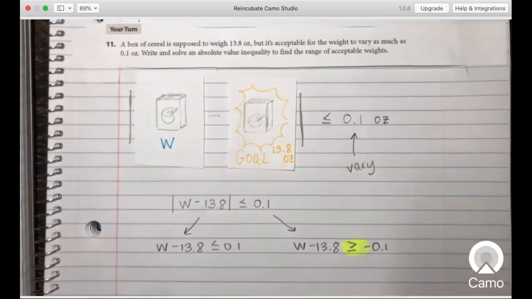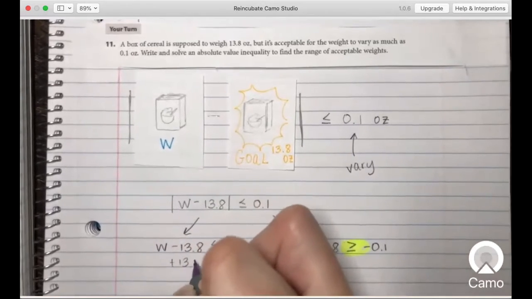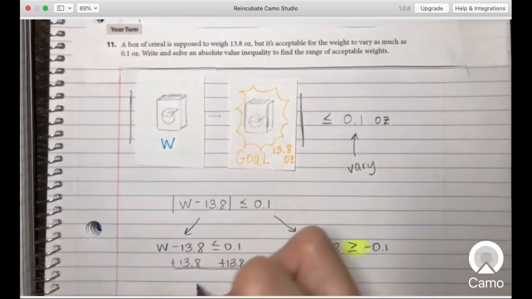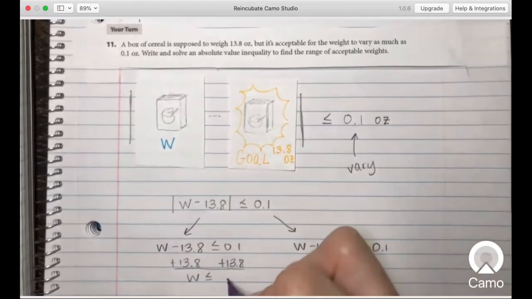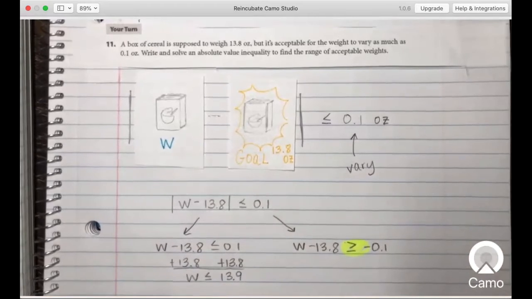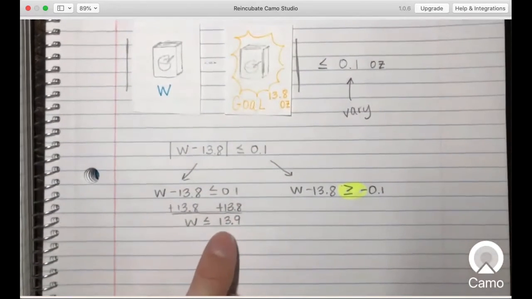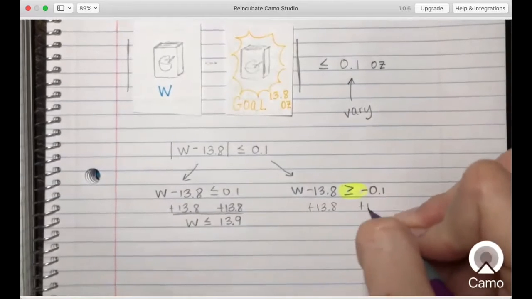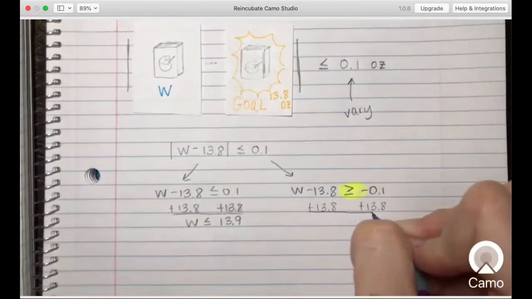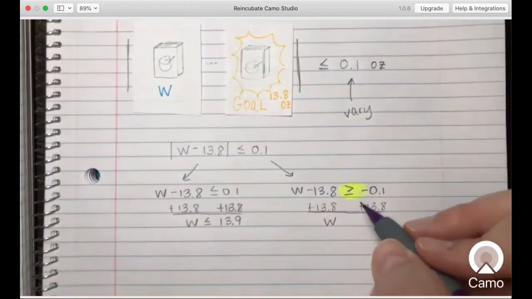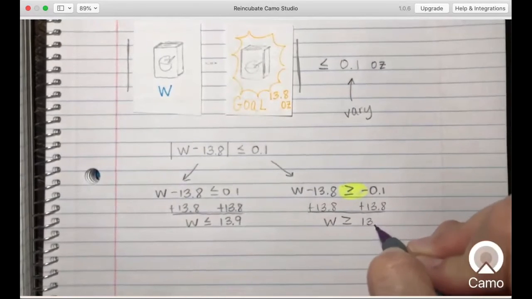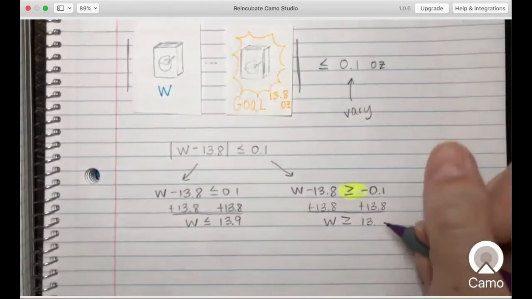and we can solve from here. So add 13.8. So we have a box of cereal that's less than 13.9. And then here, I have negative 0.1 plus 13.8. Our box of cereal will be greater than 13.7.